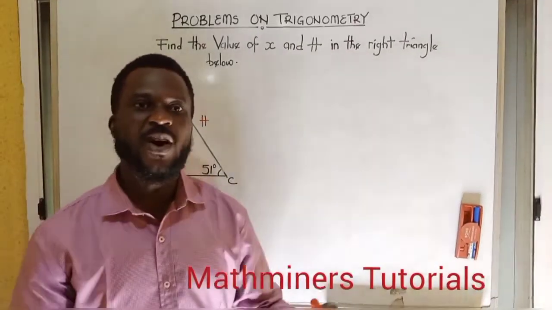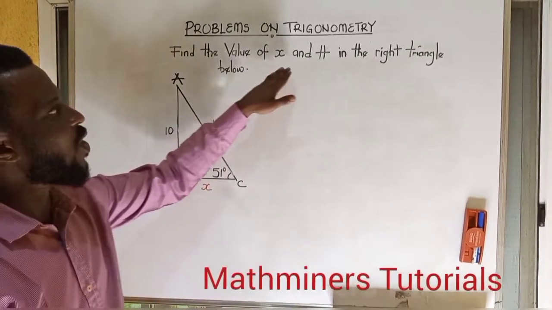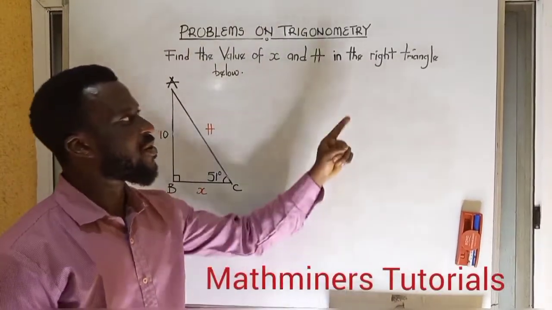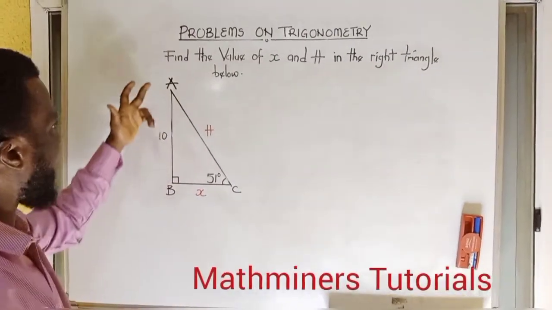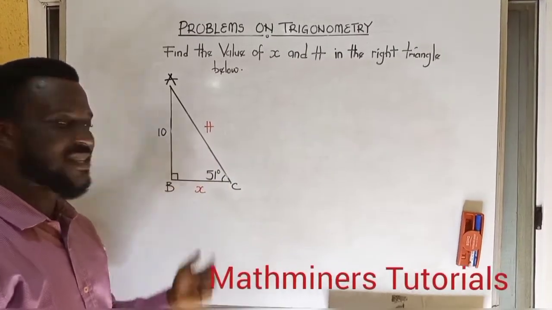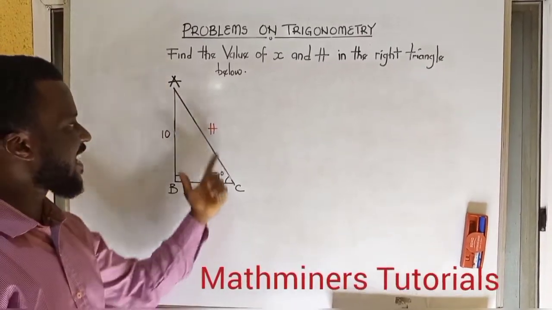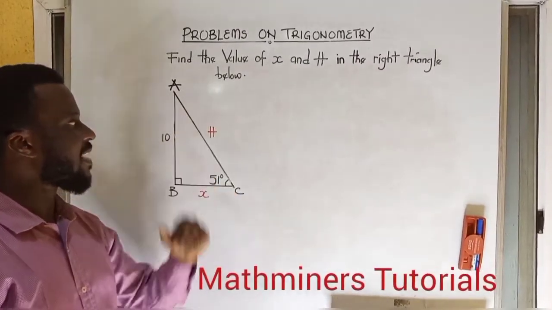Of course, we have a problem on the board, and it says find the value of x and h in the right triangle below. We have a right triangle with side AB given as 10, side BC given as x, and side AC given as h. We are asked to find the unknown x and h.